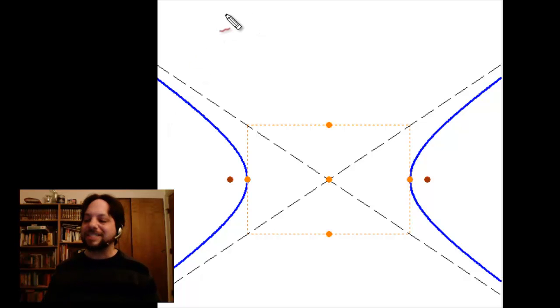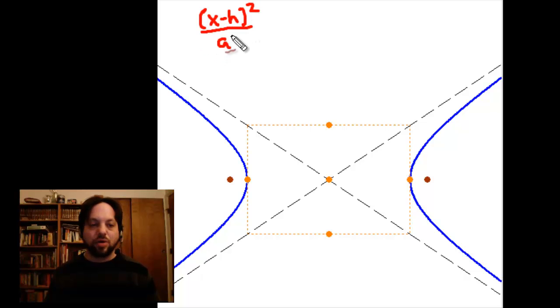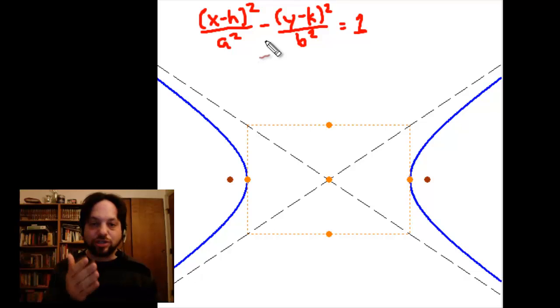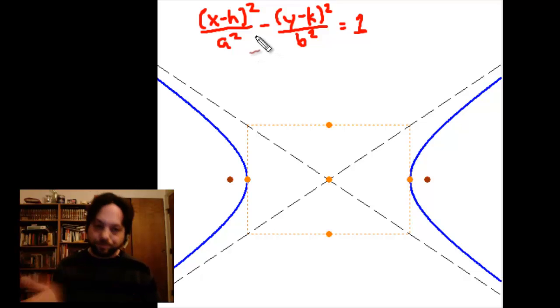Now, when we have a sideways hyperbola, that simply means that in the equation, the x term is going to come first. It doesn't matter which denominator is larger. This time it simply matters whether x or y comes first. So, a sideways hyperbola, like what you see here, is going to carry this equation with the x term first.